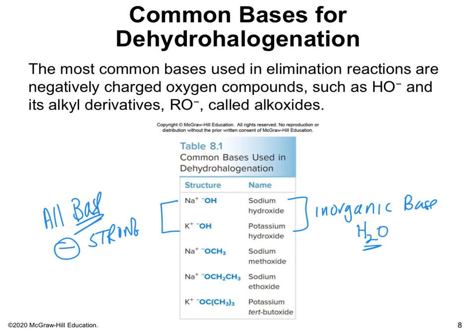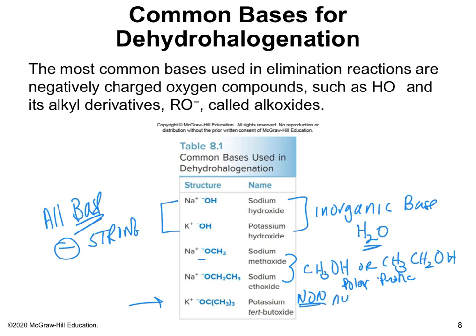Usually you're going to have water. These are all strong. Sodium methoxide, these can be put in methanol or ethanol, which is more of an organic solvent. But these are still polar protic solvents, just like water. And then you've got potassium tert-butoxide. This is the only one that's non-nucleophilic, and it will be because it's sterically hindered. These are called your alkoxides because they have O-carbon.